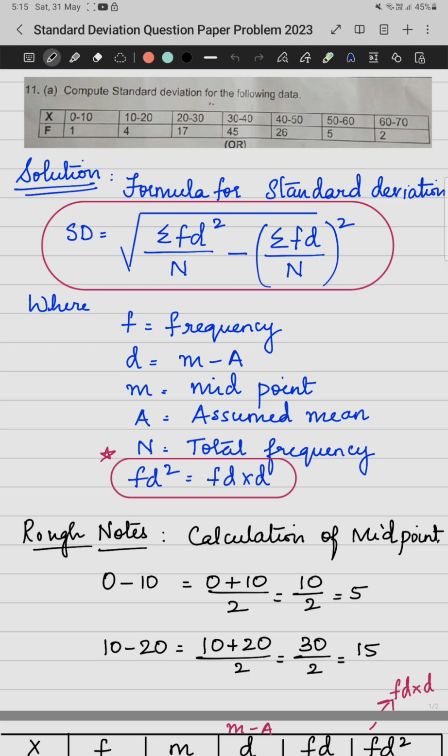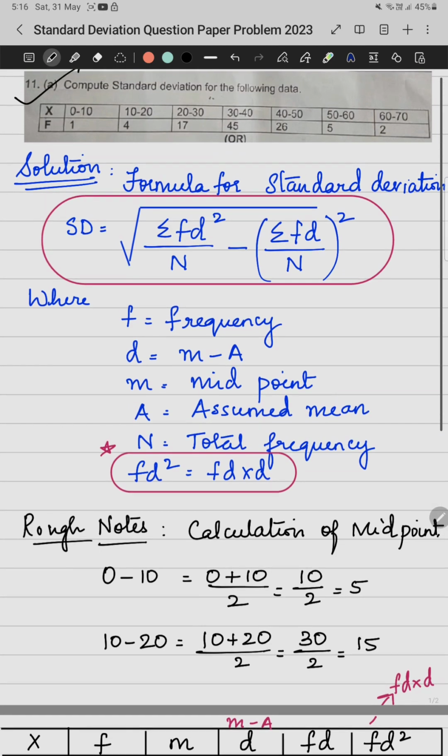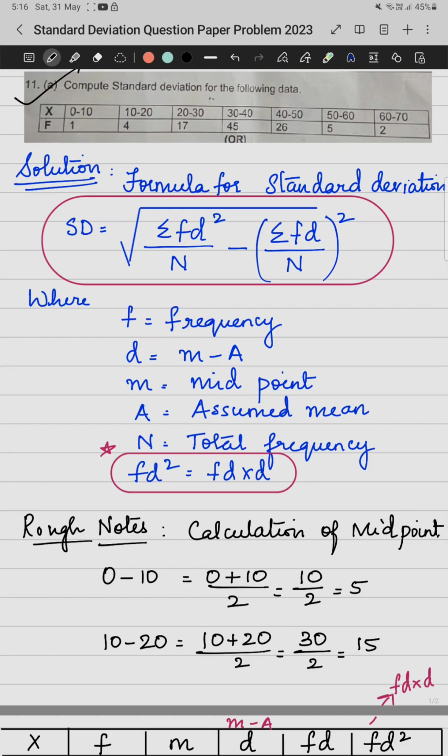So today we will solve a question paper problem, BBA Business Statistics, June-July 2023. Question number 11A, he has asked, compute standard deviation for the following data. As you can see, it is a continuous series where data is put under certain groups.